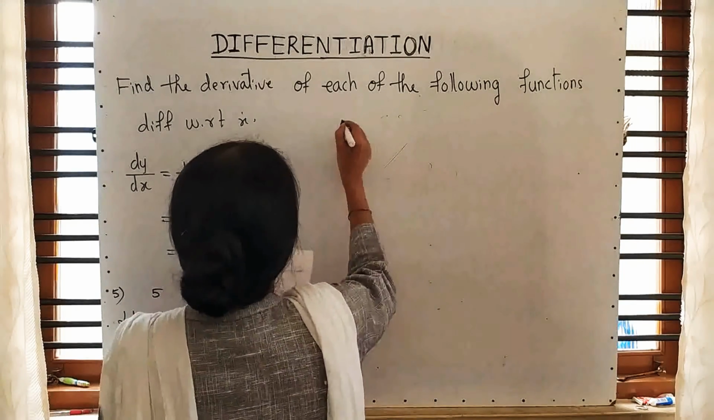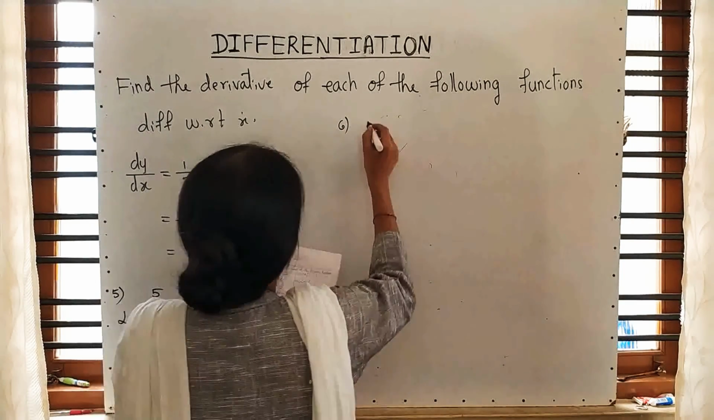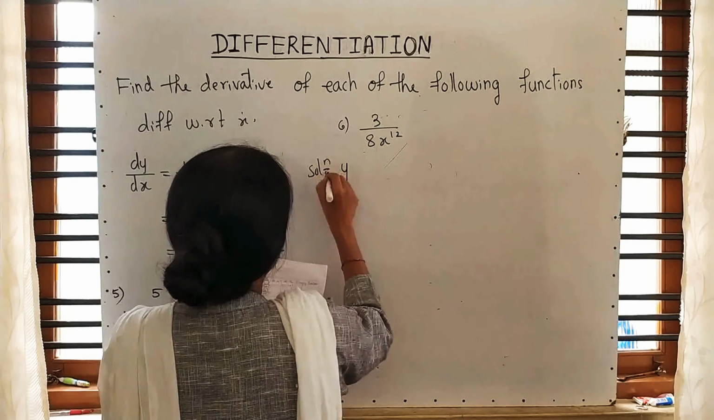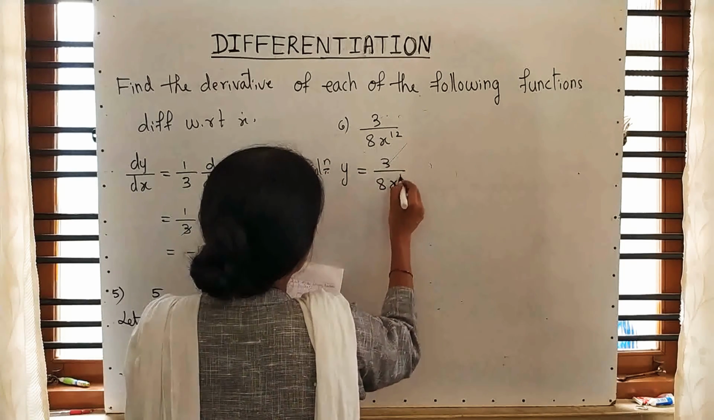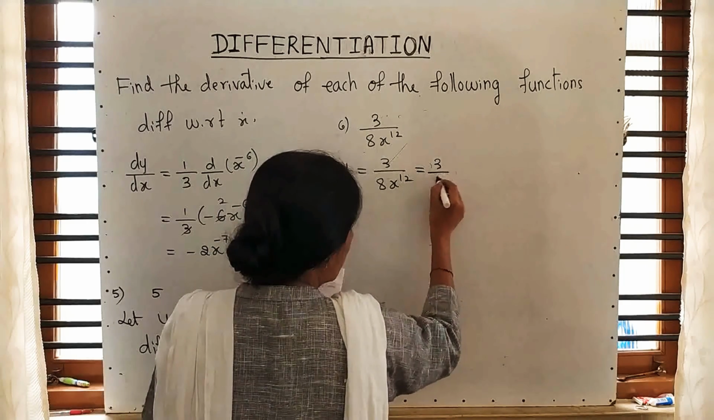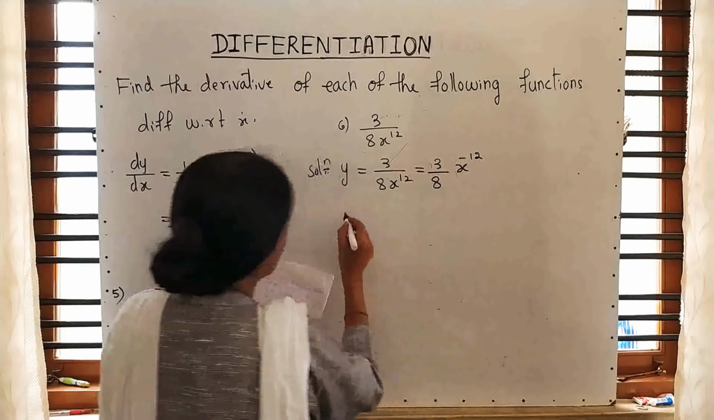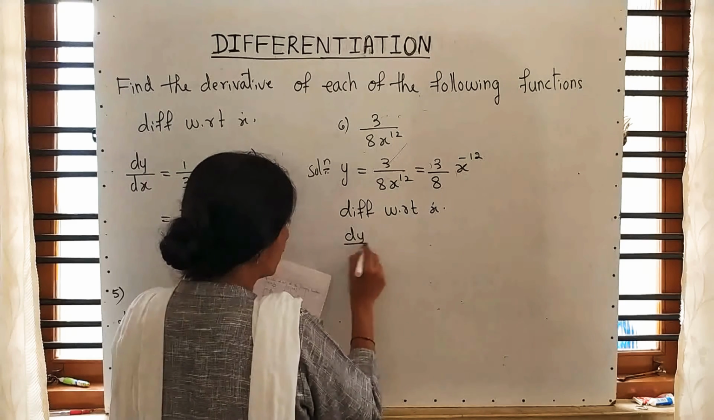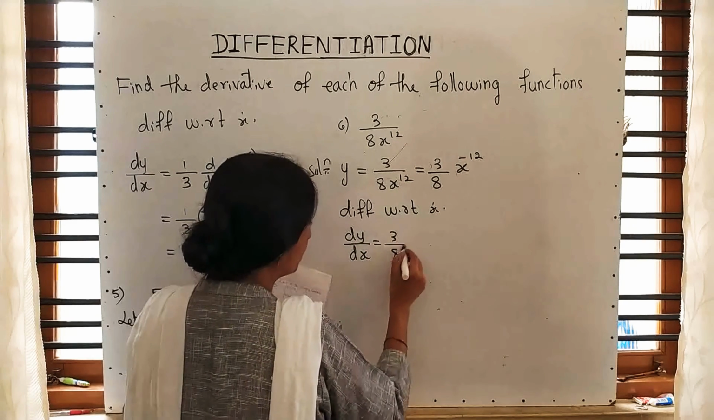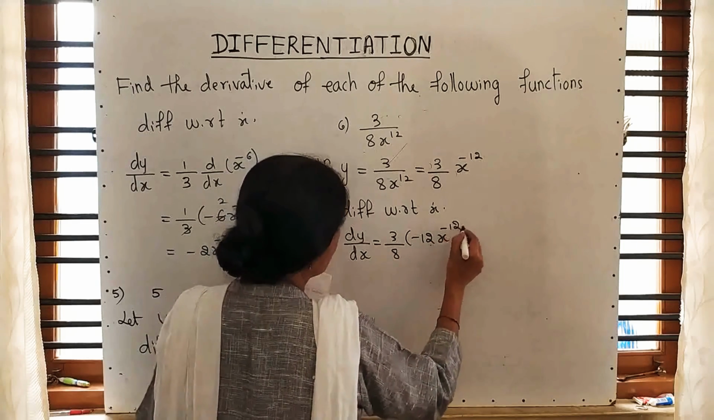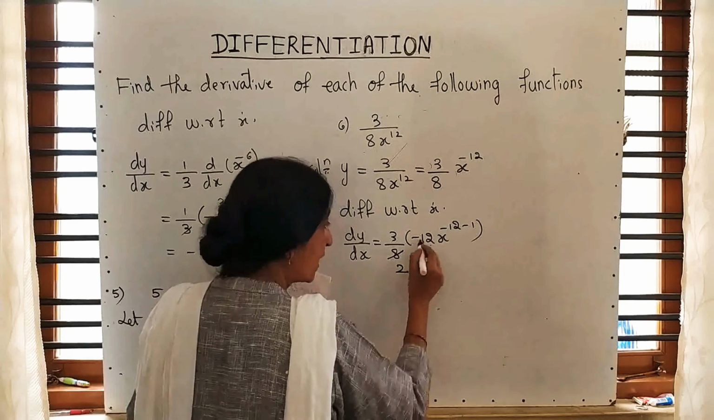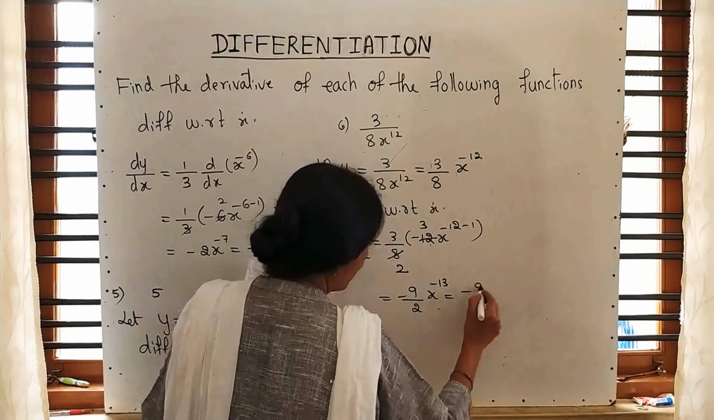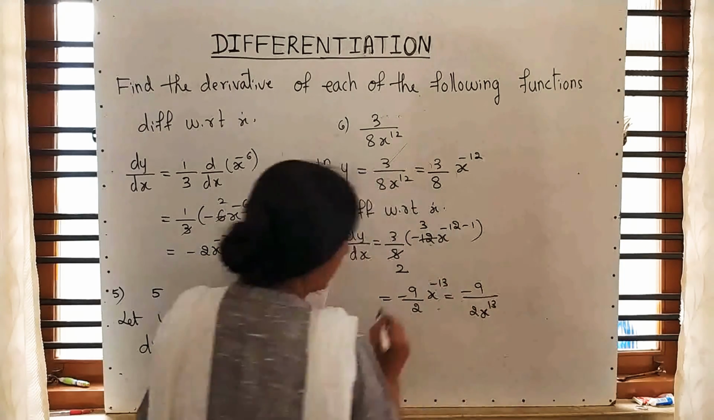Next question. Question number 6. 3 upon 8 x raised to 12. So y is equal to 3 upon 8 x raised to 12. It will be written as 3 upon 8 is a constant. See like this. Differentiating with respect to x, dy upon dx will be 4 2s are 8, 4 3s are 12. It is minus 9 by 2. Understood? Next question.